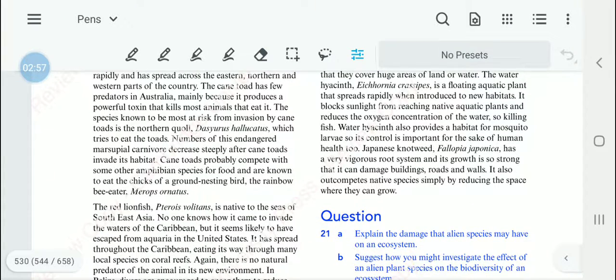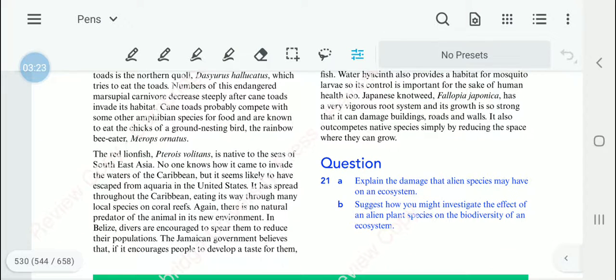Then also these cane toads are responsible for eating the chicks of ground nesting birds, and the rainbow bee-eater is an example of that bird. And they are also said to be competing for food with the other types of amphibians and toads who are there, and those are also threatened.